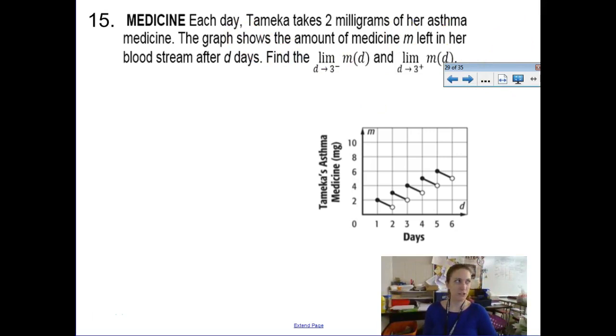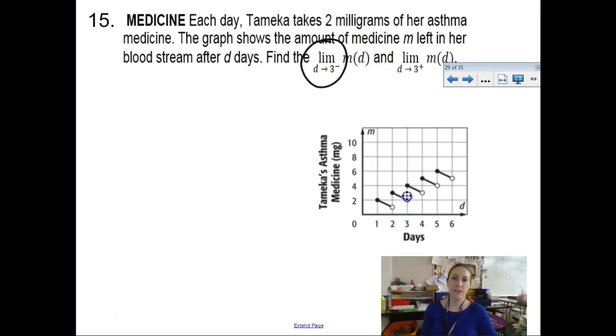This is kind of a cool question. So, Tamika takes 2 milligrams of asthma medicine, and she takes it every day. If you think about medicine in your body, it dissipates its effectiveness throughout the day, and it depends on what kind of medicine it is, but it tapers off, and then you get a new dosage and it keeps tapering off. So, find the limit when it approaches 3 from the left side.